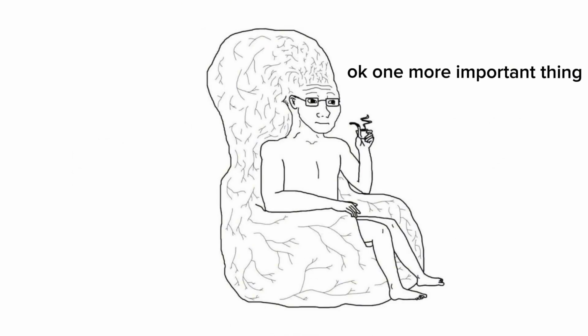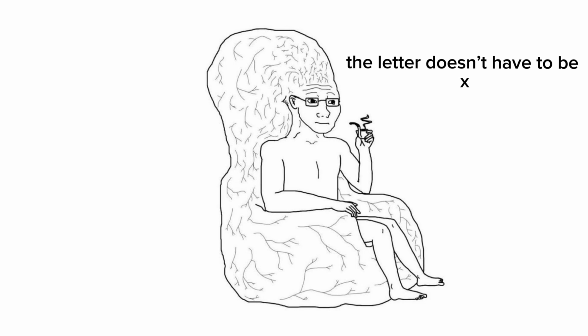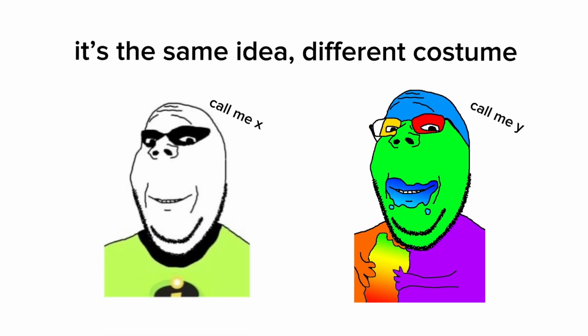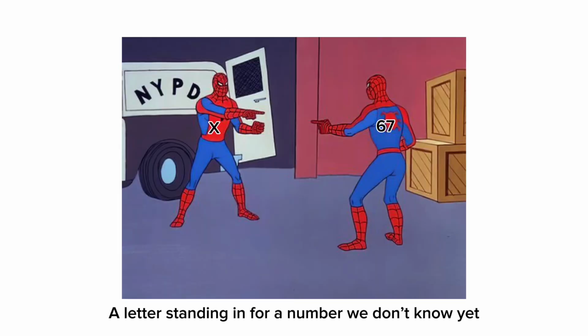Okay, one more important thing. The letter doesn't have to be x. It could be y, n, z, a, b, d, etc. It's the same idea, different costume. So that's really what a variable is. A letter standing in for a number we don't know yet.